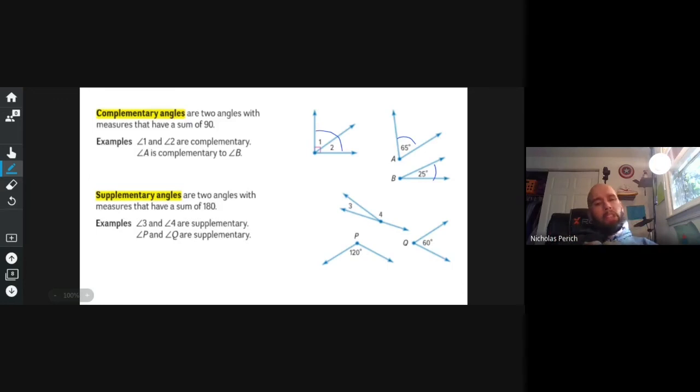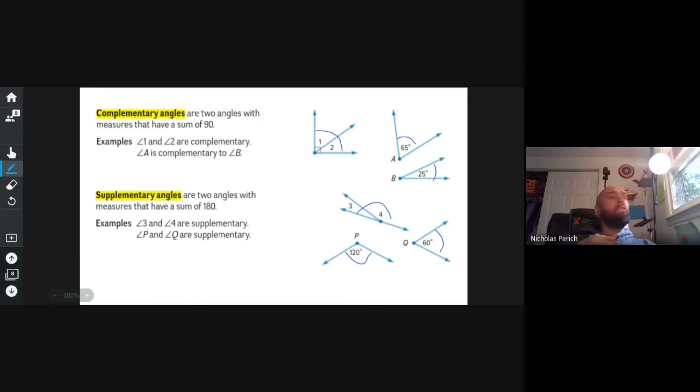Supplementary. Supplementary are two angles that when you glue them together, you get 180 degrees. In other words, a straight line. Like 3 and 4 here. Like P and Q here. And I know that P and Q are, even though they're not glued together, I can glue them together, and 60 plus 120 is 180. The way I like to remember supplementary is when you guys go up to your friends, you say, sup, dog, and then you shake their hand and then do a 180 and turn around and walk the other way. We all do that. It's just common courtesy.